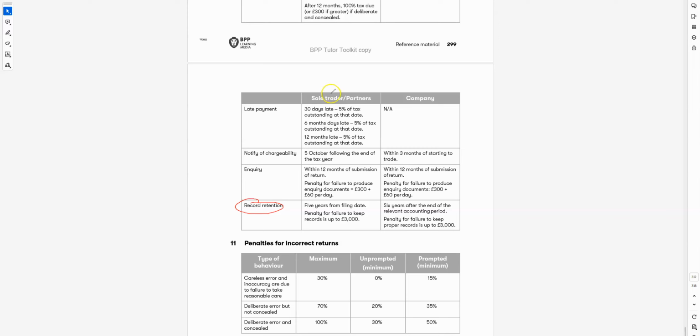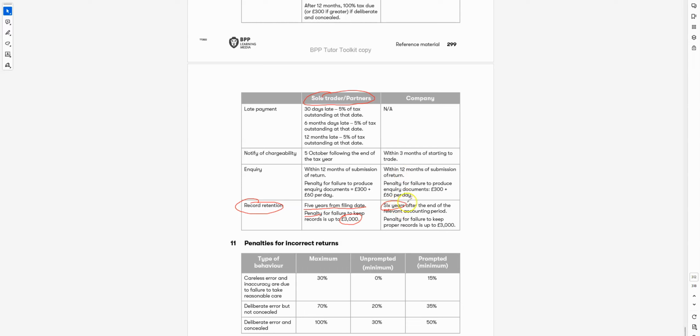So for the sole trader or partnership, we have to keep the record for 5 years from the filing date, and if we didn't keep it, or for any reason we lost it, then the penalty is 3,000, and 3,000 for each year, not for the 5 years. Remember that, for each tax year. For example, if you lost the records for the tax year 16-17 or 17-18 or 18-19, for each year the penalty will be 3,000.